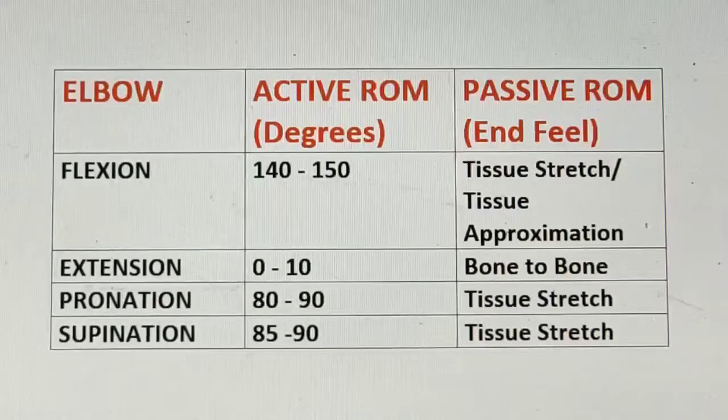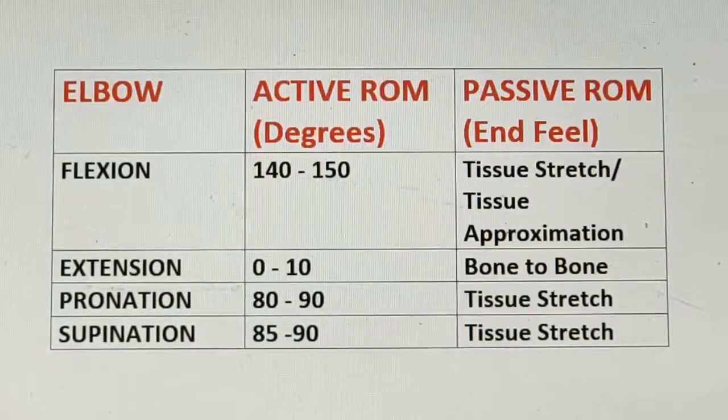So it depends on what you're gonna find on the end feel when you do this movement to a client. Okay, so tissue stretch, when the tissue surrounding the joint during the movement is being stretched, then that's tissue stretch, and tissue approximation when the movement is stopped at a certain range by tissue being approximated.